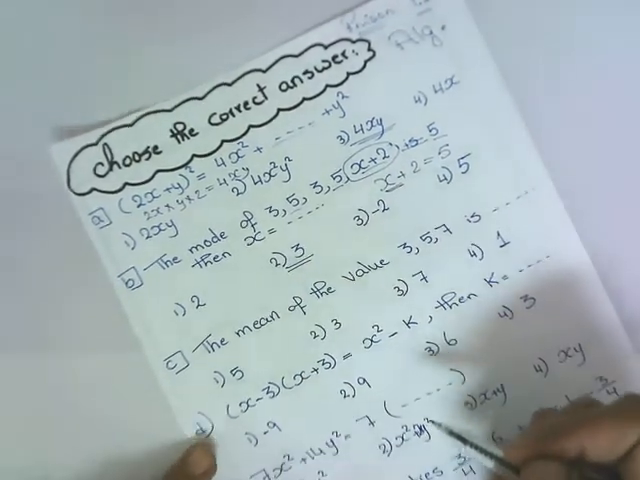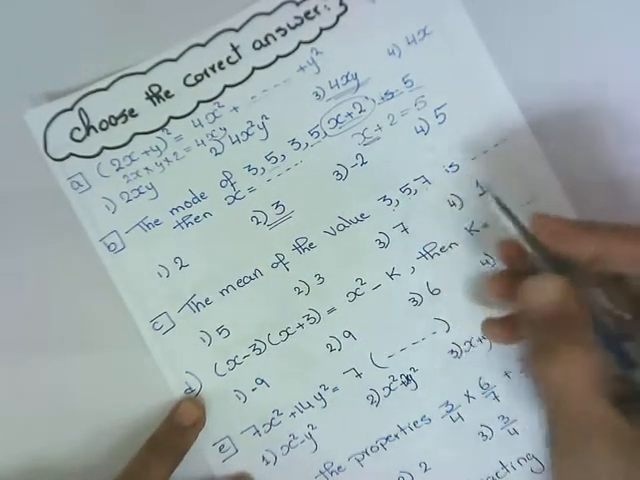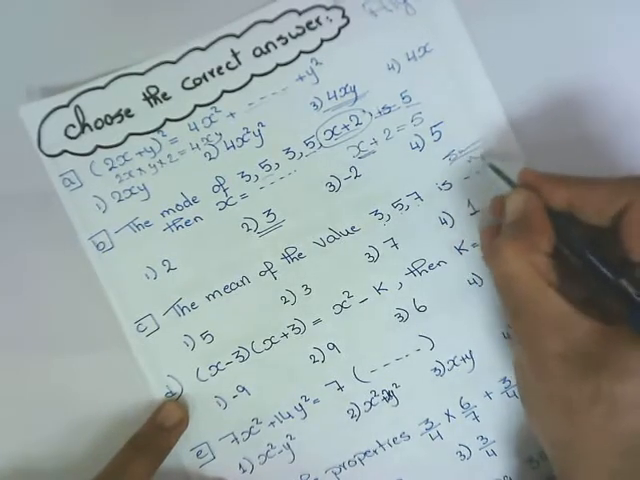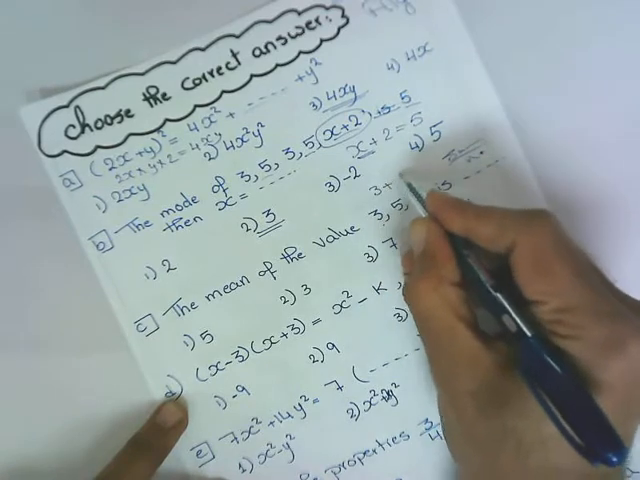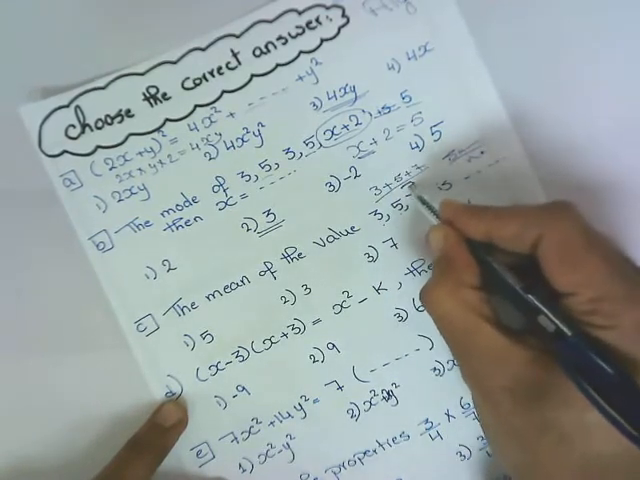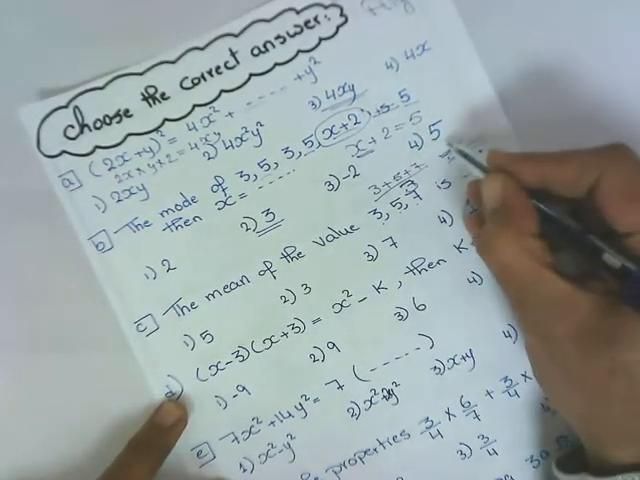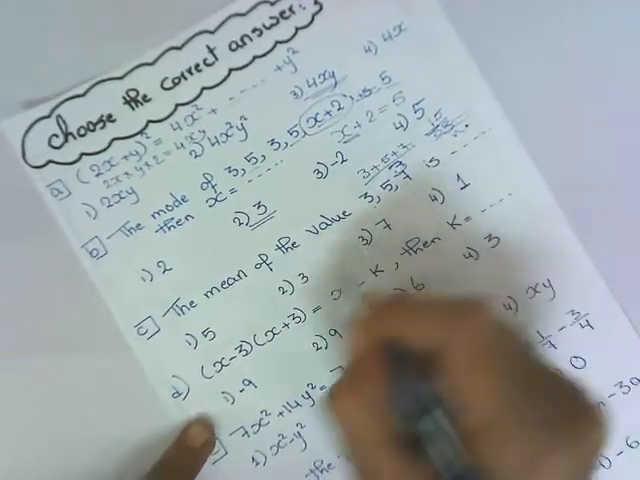The mean of the values 3, 5, and 7. The mean of the values equals the sum of the values over the number of values. Sum of the values means 3 plus 5 plus 7. Over the number of values, it will be 3 values. So it will be 15 over 3, which equals 5.